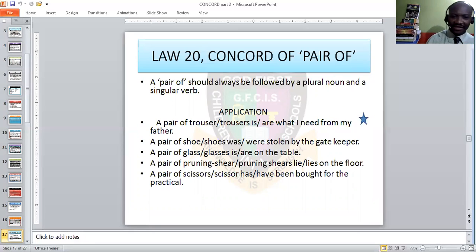A pair of trousers, not trouser, is what I need from my father. A pair of shoes, not shoe, was, singular, stolen by the gatekeeper. A pair of glasses, not glass, is on the table, not are, because they are glasses. A pair of pruning shears, not shear. Use it to cut flowers, pruning, to prune, reduce, lies, singular, on the floor.